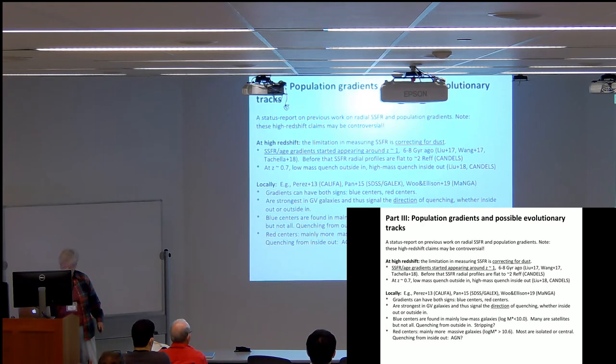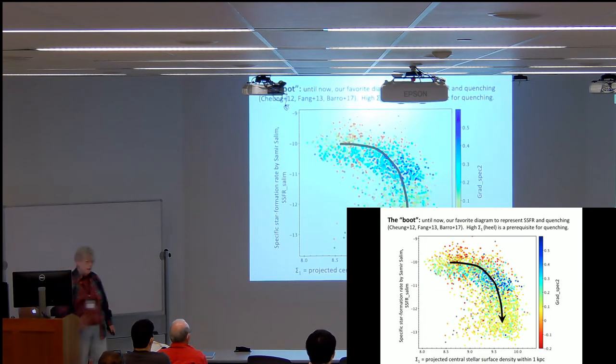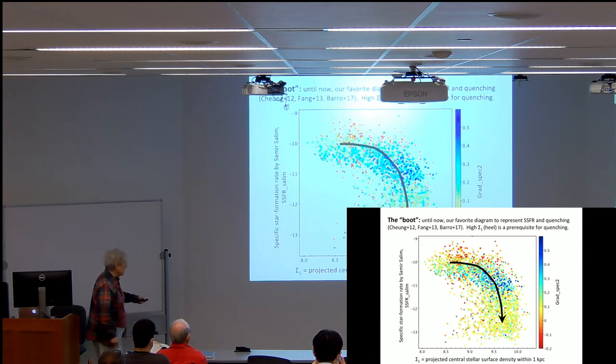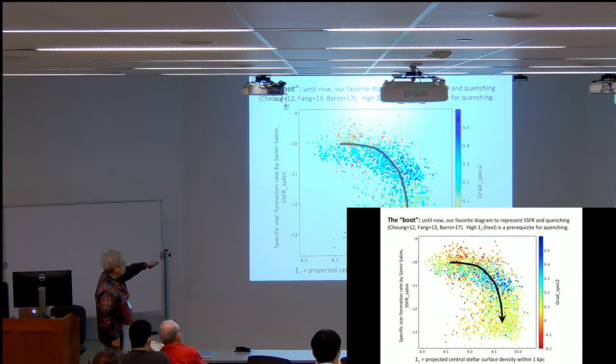direction. All right, now let me just mention this diagram, the boot diagram, which Arjun referred to. This is central sigma 1, the projected density within 1 kpc, versus specific star formation rate. This time we're using the beautiful work of Samir Saleem, who's with us today. And this is the boot upside down. Things are quenching in this general direction. This is the main sequence. This was our favorite diagram until recently for describing the evolutionary state of local galaxies.